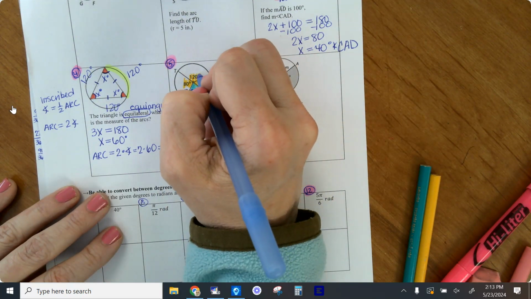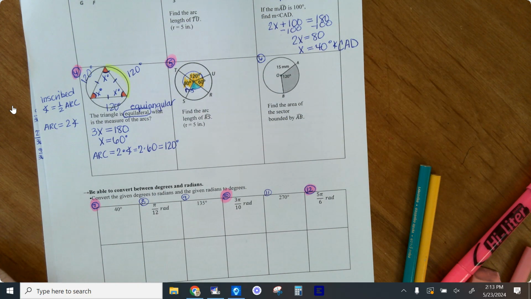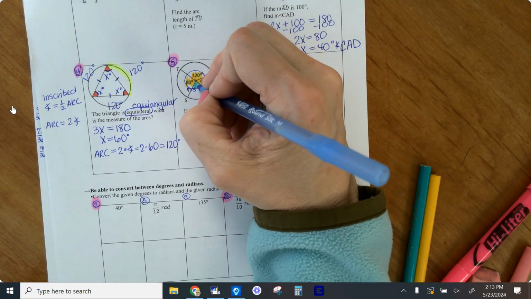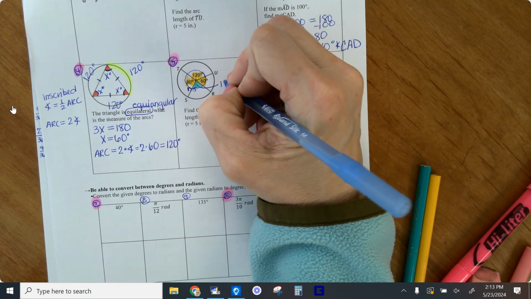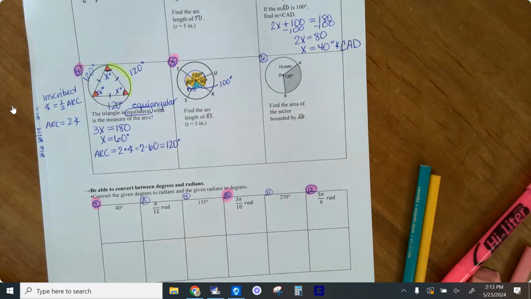360. Okay, so how much is going to be my green angle? 360 minus all of those. What do you get for your green angle? 100. Okay, so that's 100 degrees.